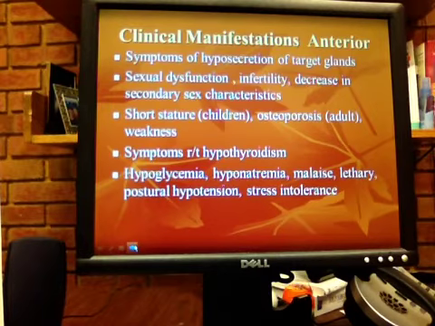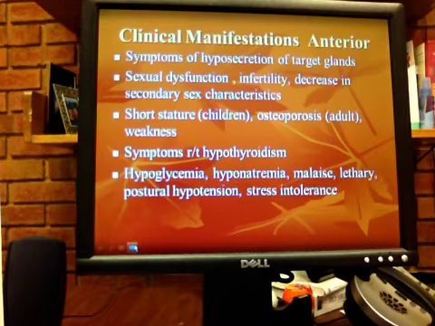If you have anterior pituitary dysfunction manifesting itself with a lack of TSH, then you will end up with symptoms related to hypothyroidism. And we've talked about that already. Your weight gain, your cold intolerance, thinning hair, decreased mental function, lethargy.